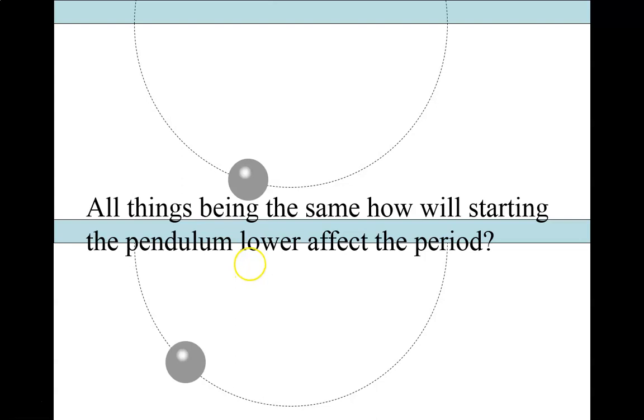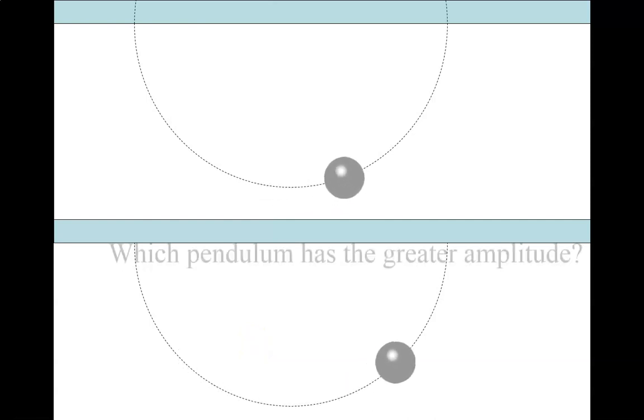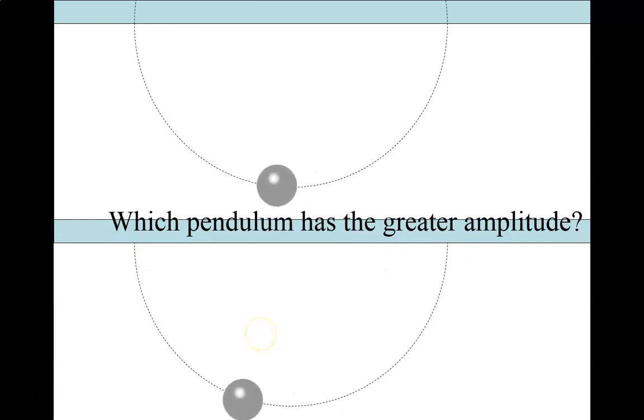Okay. So what about releasing it at a larger angle? So here I've released it so far, and here I've released it further. How will that affect the period? Okay. It ends up that the release angle, or how far you let it go from the equilibrium position, the bottom, doesn't affect the period. Okay, at least not very much. And that's something that's true in what's called simple harmonic motion.